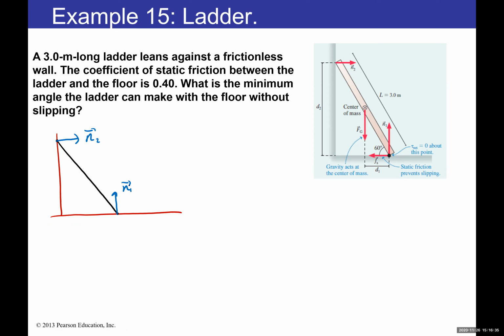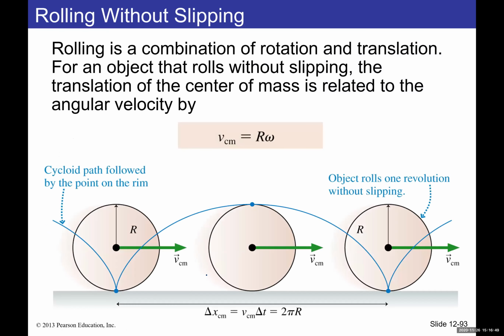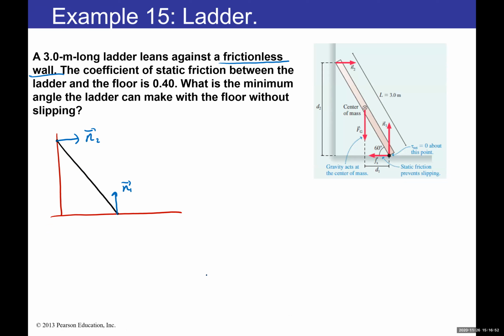And there's also one friction force, because it's a frictionless wall. If the wall were not frictionless, there would have been another friction force from the wall. So think like this: if the ladder were slipping, it would be moving to the right. Then the floor prevents it from that, so there's a friction force from the floor in this direction. If the wall was not frictionless, there would have been a friction force like this from the wall, but we don't have this in this particular example.